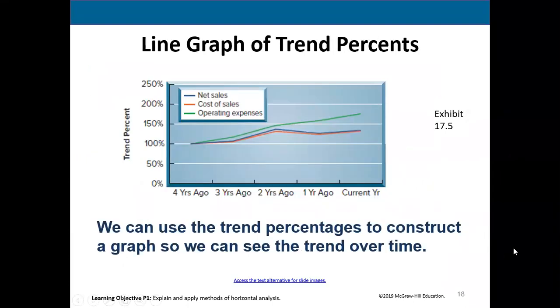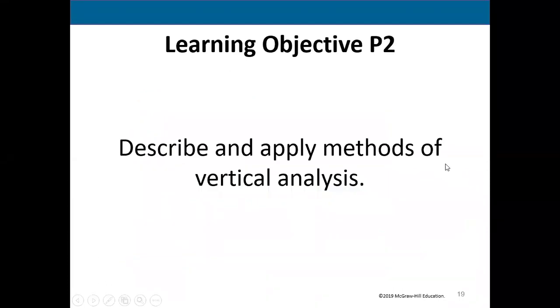So if we graph this, which is really cool, now you can see this trend. 4 years ago, here was your 100% number. Now your blue line is sales. The percentage change would be represented by the blue line. Cost of sales, and then your operating expenses. So now you're creating a picture, kind of like your Tableau, right? That's showing you how these items trend over time. So you're looking for peaks, valleys, and things like that. So that's horizontal analysis.